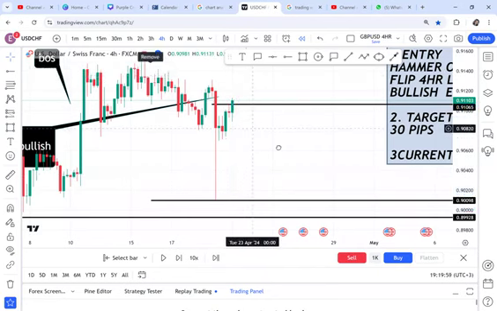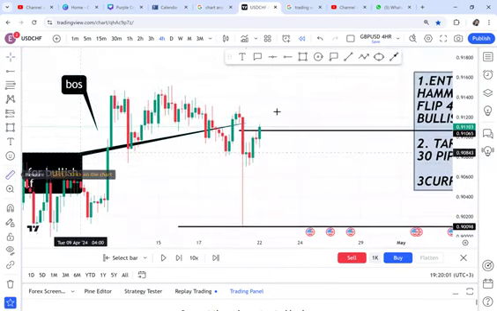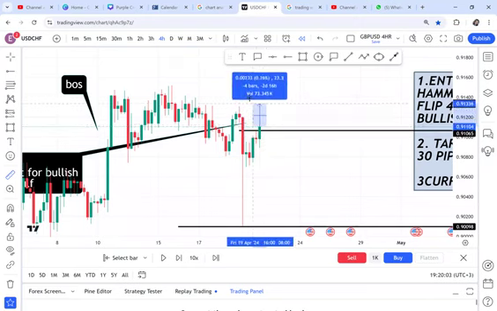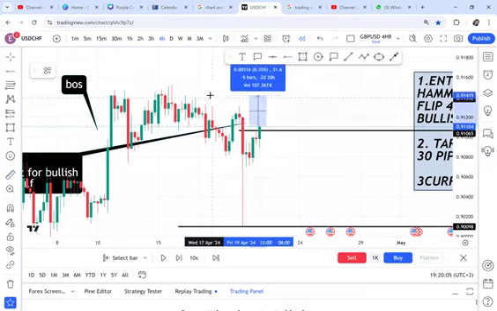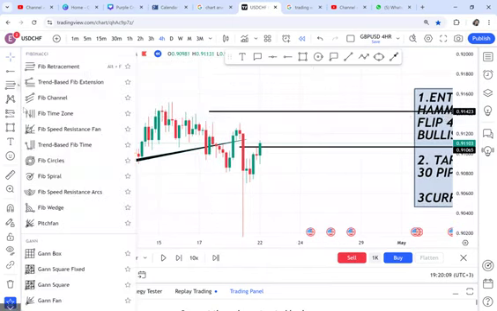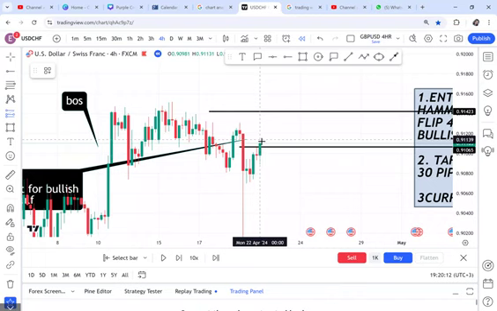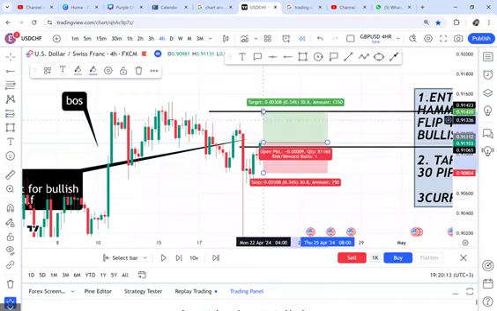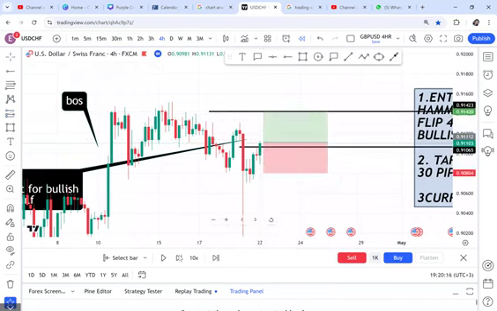Once you find the market has broken with a green candle, we are targeting how many pips? 30 pips. That's our target, guys. So we'll come to a long position and we target there, 30 pips. And then we wait.